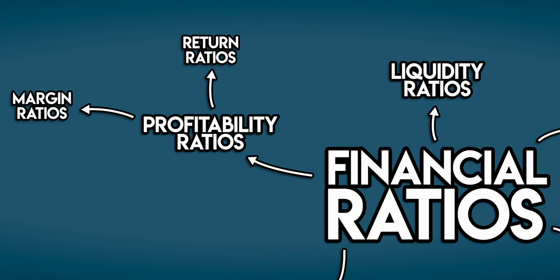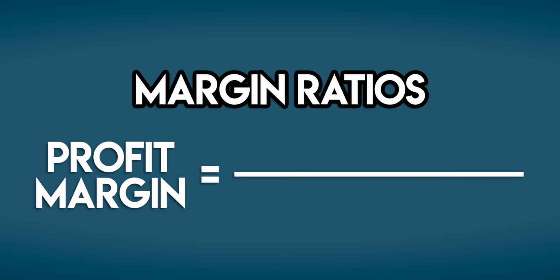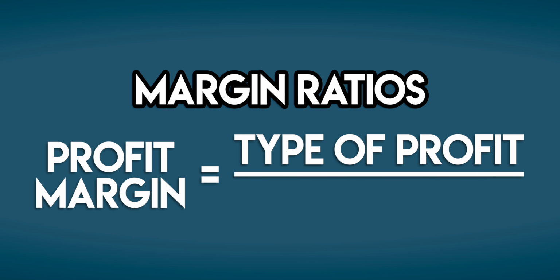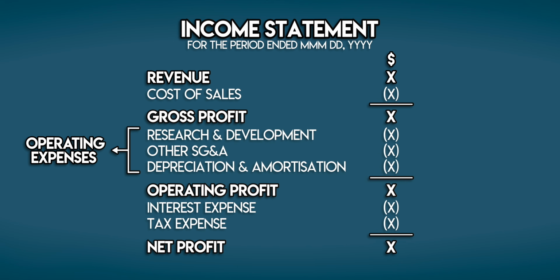We can calculate margin ratios using one simple formula. Profit margin is equal to profit divided by revenue. Profit and revenue live in the income statement. Revenue is on the top line. It's the earnings that a business generates over a period of time. And profit is the financial gain left in the business after deducting expenses.